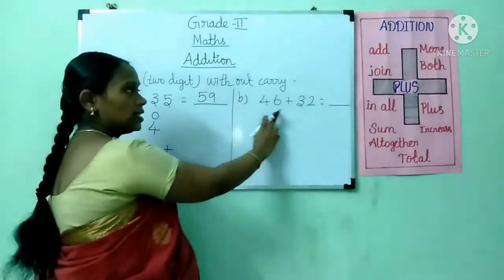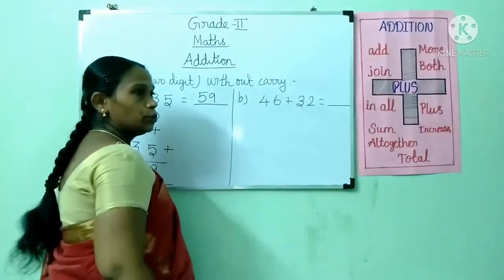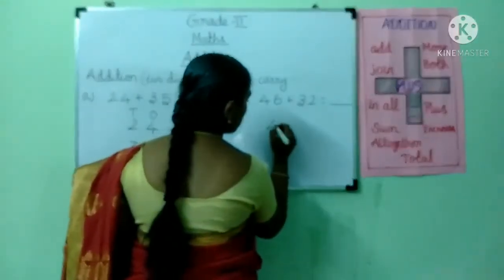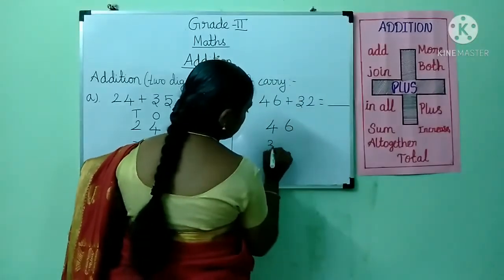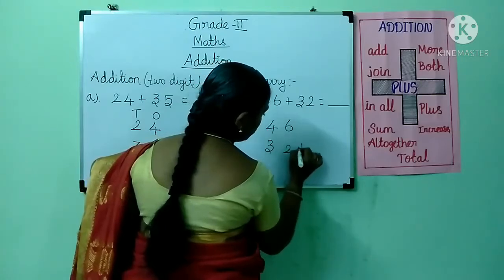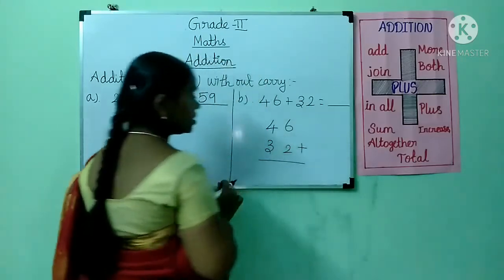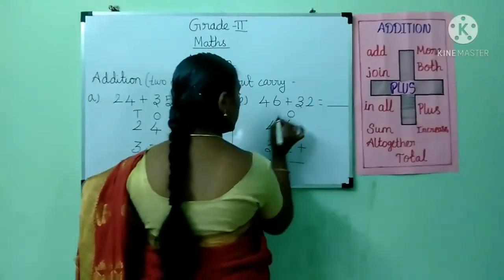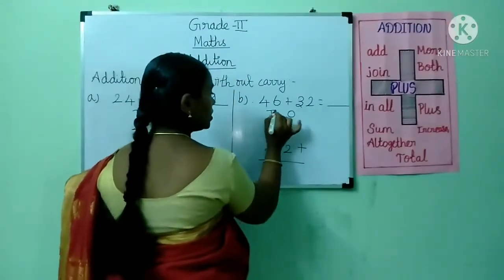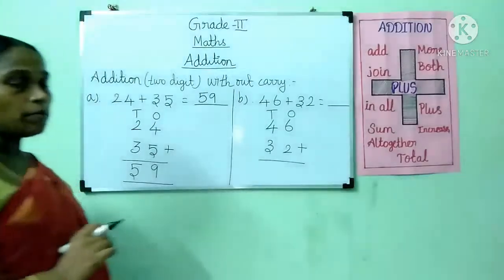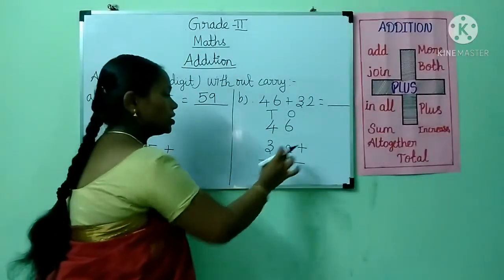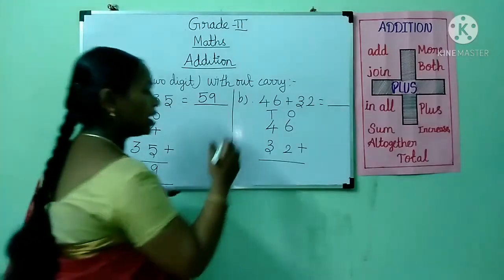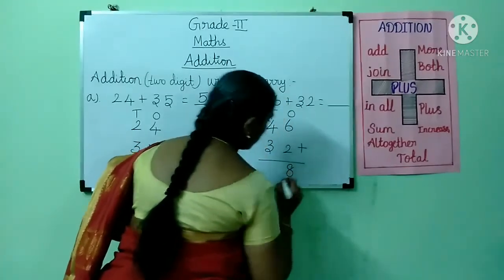See, 46 plus 32. First, you should arrange this number. 4, 6, 46, 3, 2, 32, plus. So which is a ones place? Yes, 6 and 2 is a ones place. 4 and 3 is a tens place. Now add from ones place. 6 plus 2. 6 after 7, 8. So write 8 in the ones place.